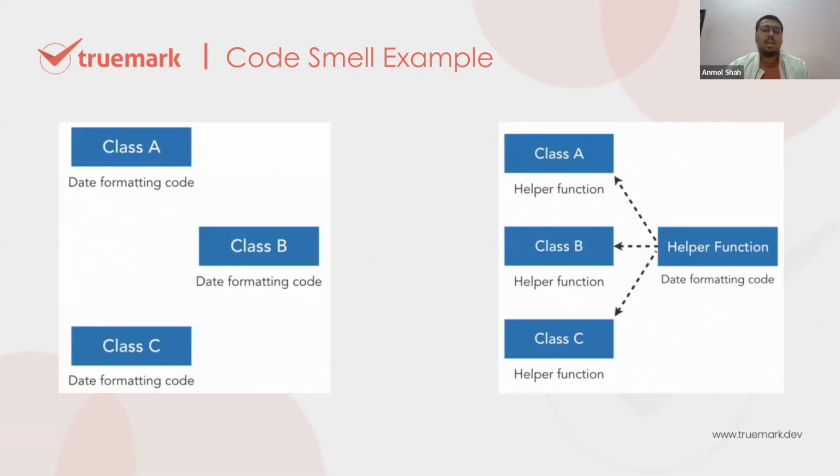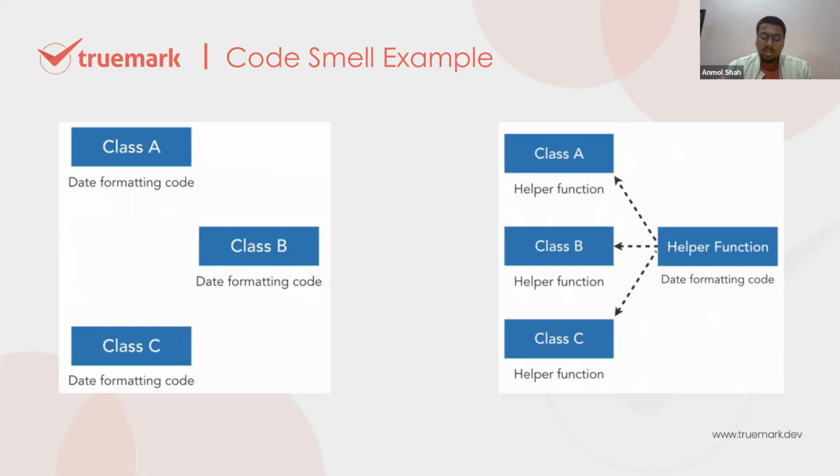Now let's take a look at an example here. We have three classes, and all three classes have date formatting code in them. The initial requirement was to format the date as DD, MM, and YY. Now let's say a new requirement has come where along with the date, we need to format the timestamp as well. So what do we do? In this case, we need to manually go into each class and update that date formatting code or method in those classes manually, which is a tedious task.